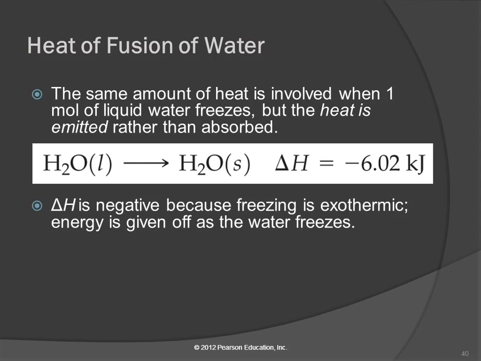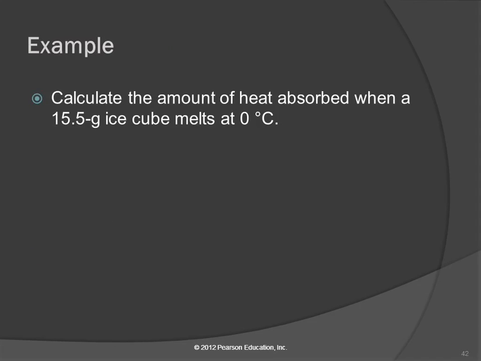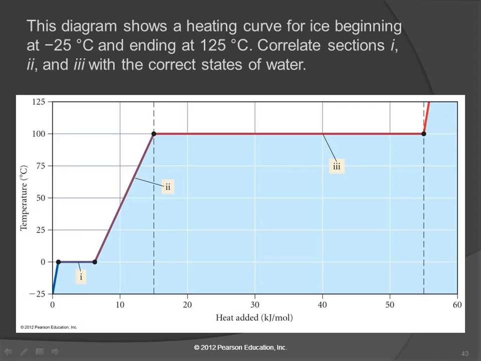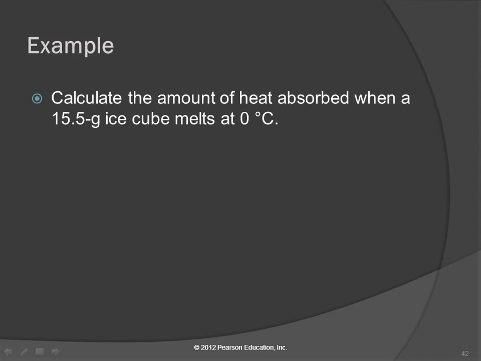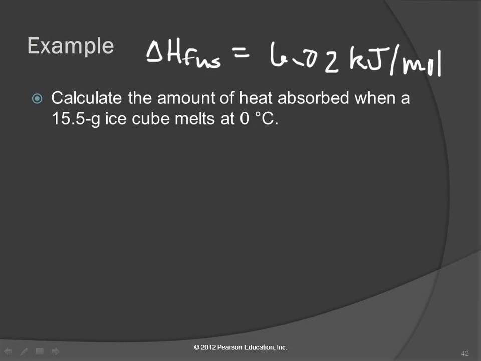I can't remember the number, 6.02. Okay, thank you. So let's just write that up here so we don't forget. So delta H of fusion is 6.02 kilojoules per mole. Fusion is melting. Melting is endothermic. That's a positive number. And this is a decimal point. It's just a really ugly one.